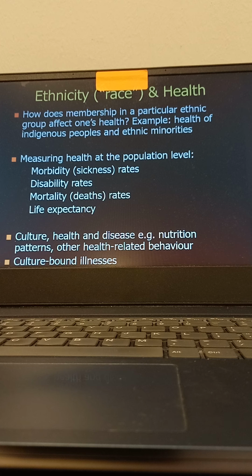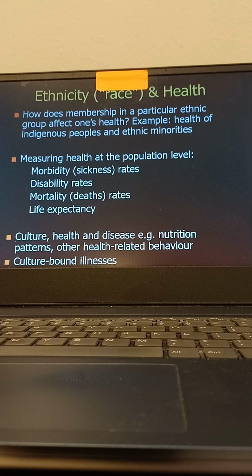Ethnicity. How does ethnicity or race affect a person's health? Now, how does membership in a particular ethnic group affect one's health? For example, the health of indigenous peoples and ethnic minorities. We know that in many countries, indigenous peoples and ethnic minorities tend to have poorer health than the majority, for all sorts of reasons, discrimination in terms of housing, in terms of occupation, and so on.